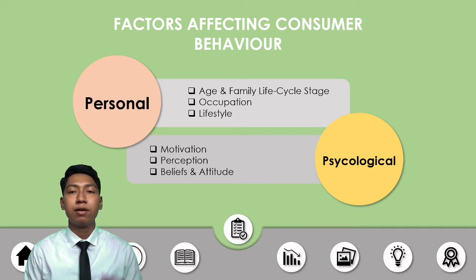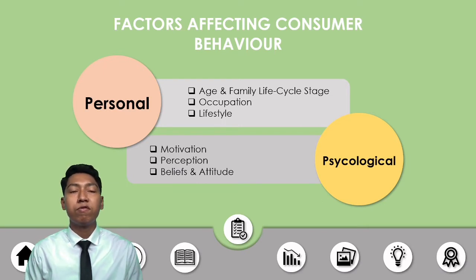Next, we have lifestyle. A lifestyle is a person's pattern of living in the world as expressed in activities, interests and opinions. Lifestyle portrays the whole person interacting with his or her environment. People from the same subculture, social class and occupation may lead quite different lifestyles. Marketers search for relationships between their products and lifestyle groups. For instance, a computer manufacturer might find that most computer buyers are achievement-oriented. The marketer may then aim the brand more clearly at the achiever lifestyle.